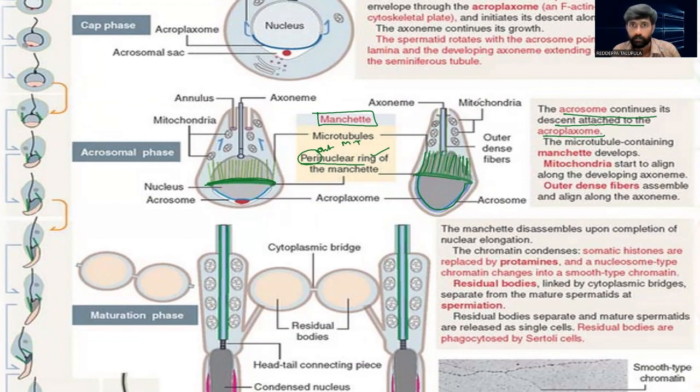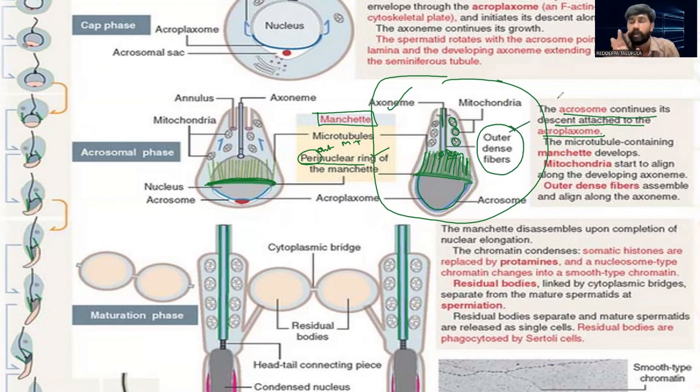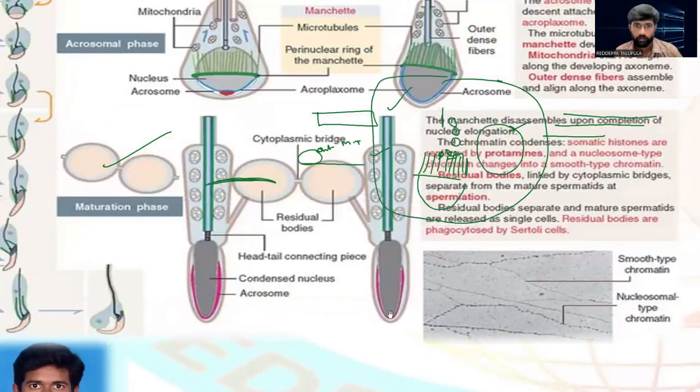If we see this diagram, particularly this diagram, axoneme, mitochondria. The mitochondria are arranged in this phase around the axoneme and the distal centriole. Assembly of outer dense fibers happens in this phase. These are the acrosomal phase. If we talk about the maturation phase, it is the next phase.